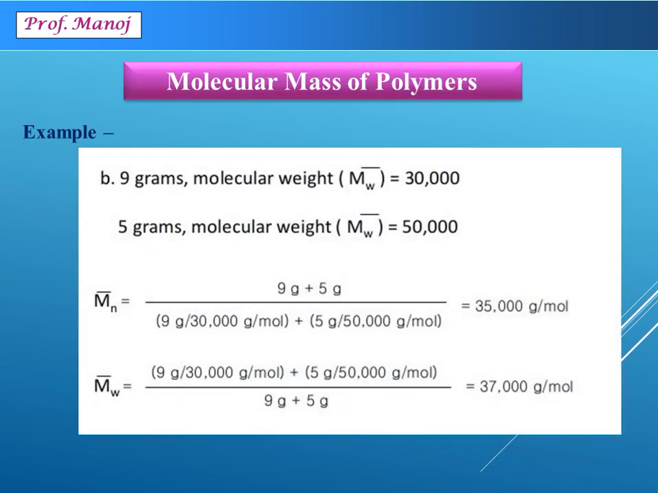Imagine we have in a mixture of polymers 9 gram of molecular weight 30,000 and 5 gram sample of 50,000 unit. So what is the number average of this? It's going to be 9 plus 5 upon 9 upon 30,000 plus 5 upon 50,000. This is how number average and weight average can be found out.